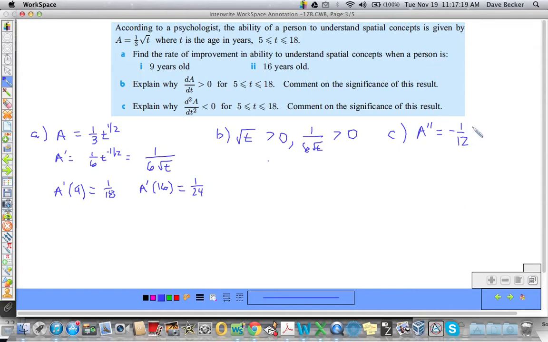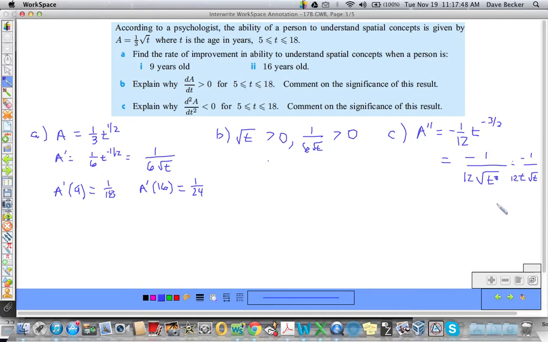Let's see, t to the negative 3/2. Is that correct? I believe it is. Which is equal to negative 1 over the square root of t cubed, which I could also write as negative 1 over t root t. And of course, I forgot the 12, so I'll put a 12 in there too.